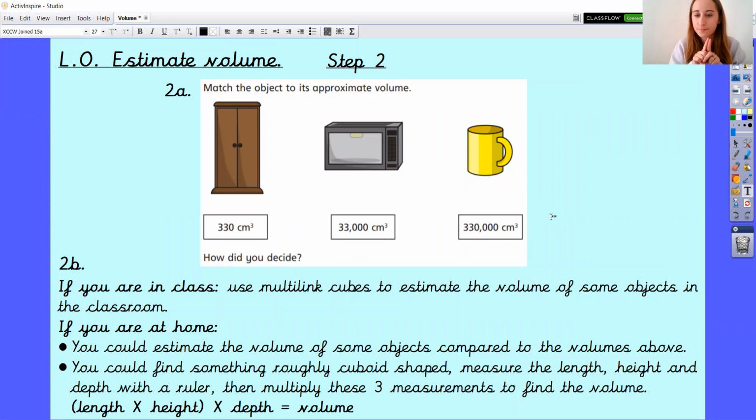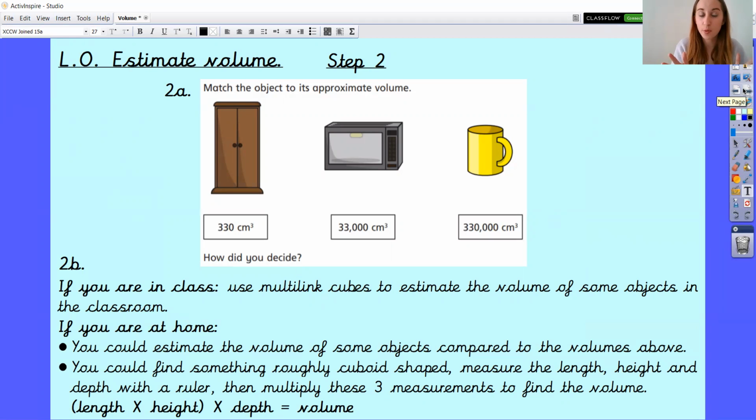But if you can, then you could measure the length, the height and the depth, so those 3 dimensions, with a ruler, and then multiply those together to find the volume. So it's not really an estimate, it's you calculating it, but if you'd like to have a go, you can. So you would multiply the length and the height together, find that answer, and then multiply it by the depth, or whichever way around, okay? So multiply 2 of those measurements by the 3rd one.